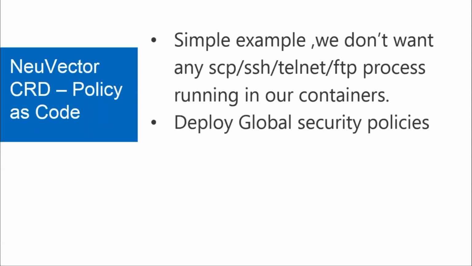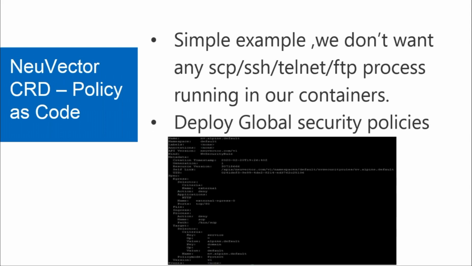A simple example is that in the production environment, we don't want anybody to SCP from anywhere to our containers, or we don't want anybody to telnet from a container to outside, or we don't want anybody to FTP to our container. We don't want anybody to go and VI or do anything with these things. This is what we do using CRD. We have something called a global security policy, where we define, for example, this.